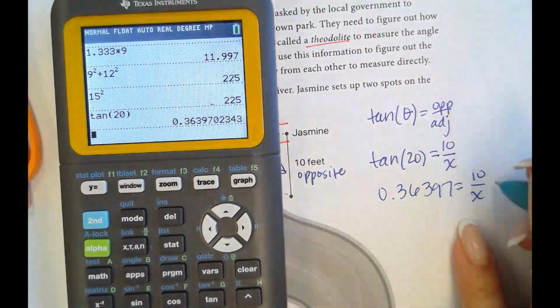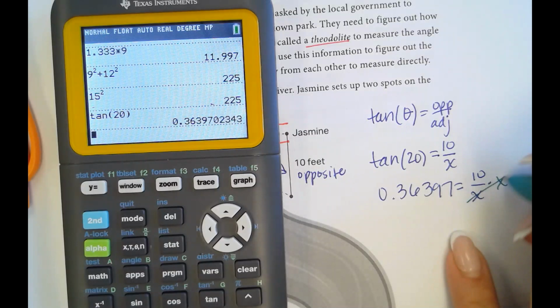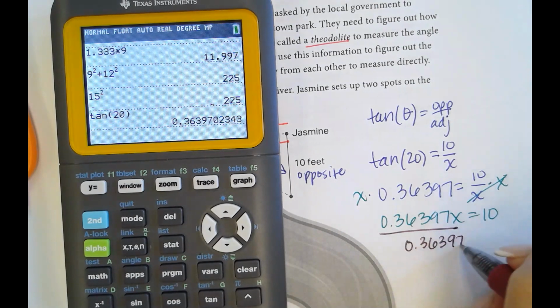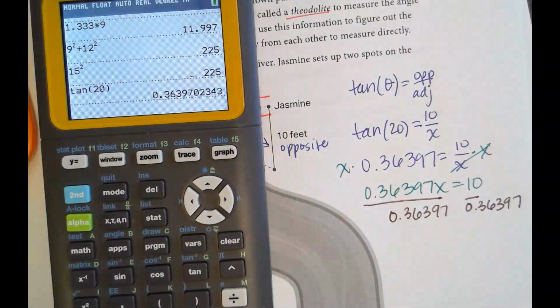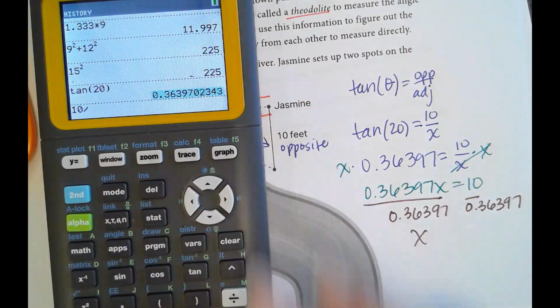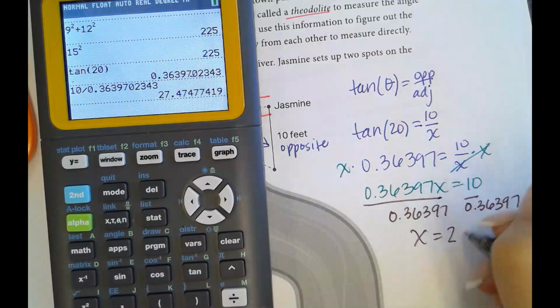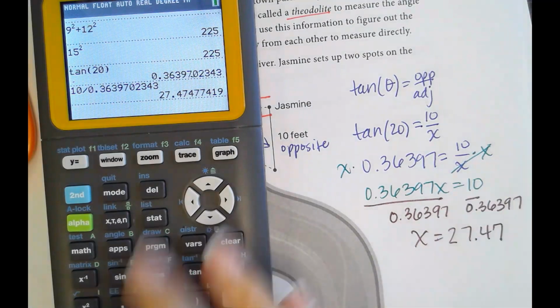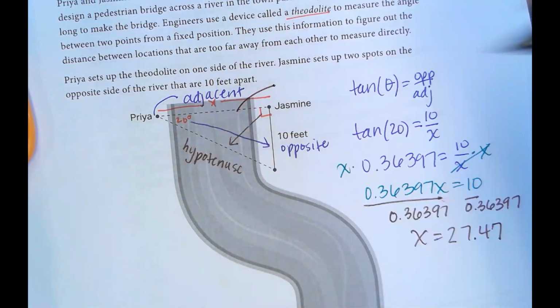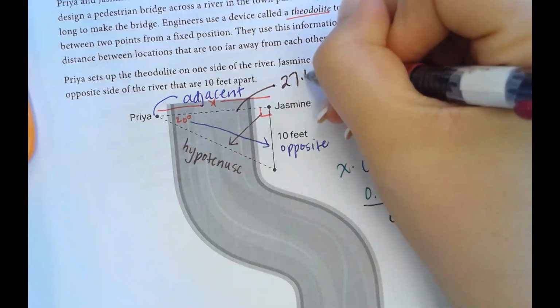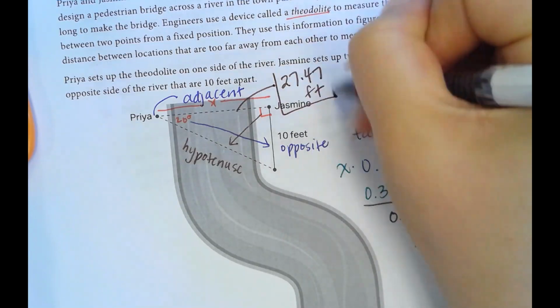Now, to get x by itself, I'm going to multiply by x on each side. So I get 0.36397 times x equals 10. And then I can divide both sides by the 0.36397 to get x by itself. If I divide 10 by our number here, I see that x is 27.47 long. And so I would know that the bridge that Priya and Jasmine are wanting to build would be 27.47 feet.